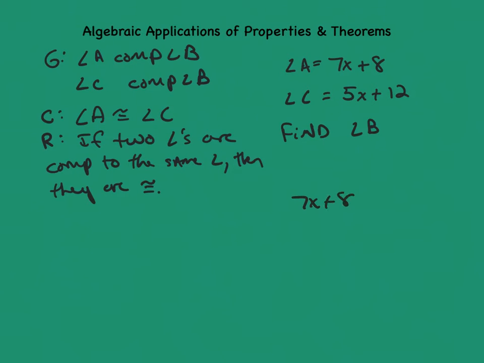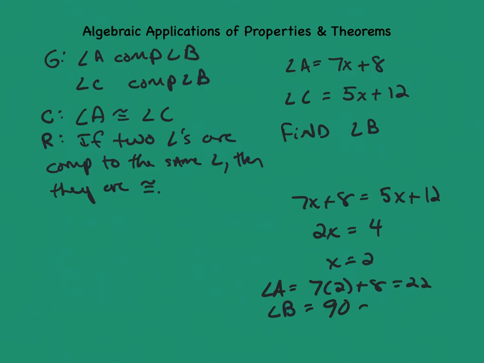Since angle A is congruent to angle C from our conclusion, we can set these two angles equal to each other. So 7x plus 8 is going to equal 5x plus 12. Now we can do some quick algebra, and we see that 2x equals 4, so x equals 2. Now we can plug back into angle A, and we get 7 times 2 plus 8, which is 22. And since angle A and angle B are complementary, as we know from the given, we just need to subtract 22 from 90 in order to find angle B. That makes angle B equal to 68 degrees.